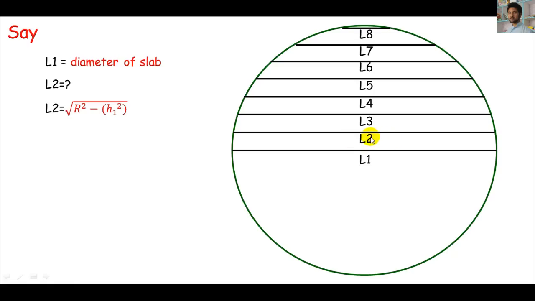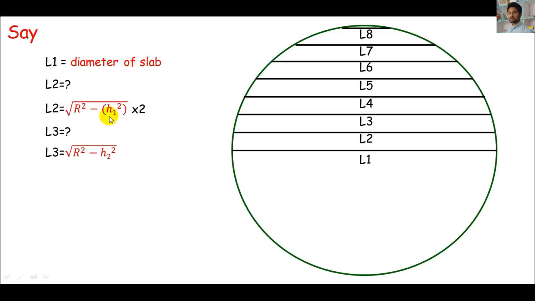Then what should we do for the overall length of this bar? It's quite simple, just multiply this by 2. You can get the overall length of this bar. What about L3? It's the same problem, alright? You can use Pythagorean's theorem, which is R square negative H2 square.